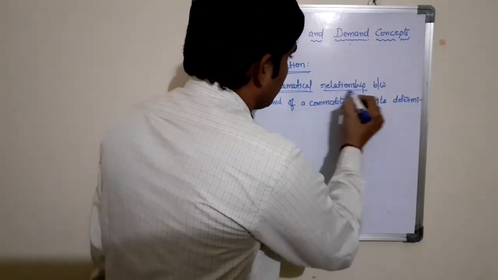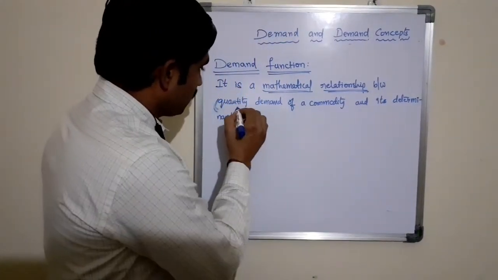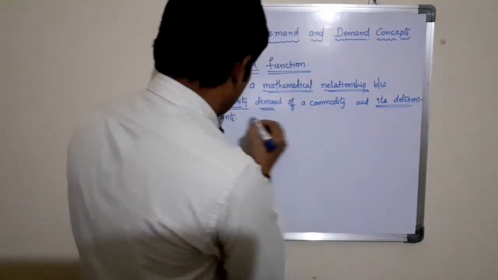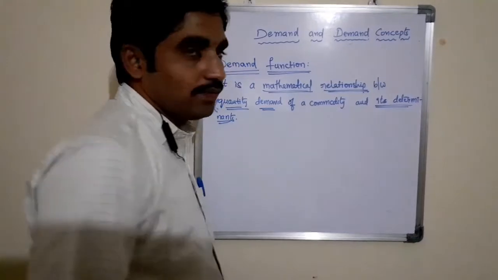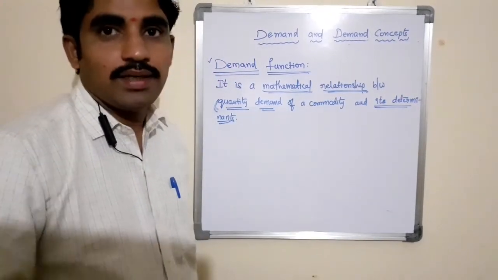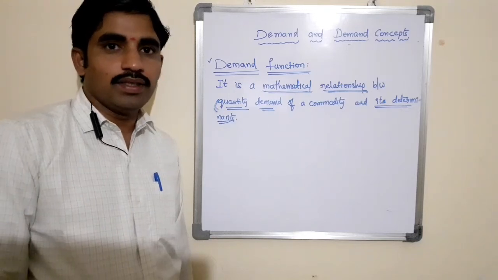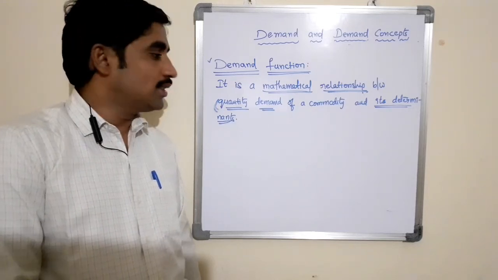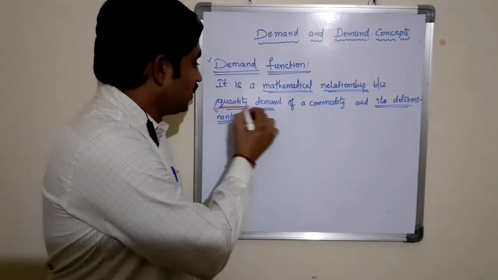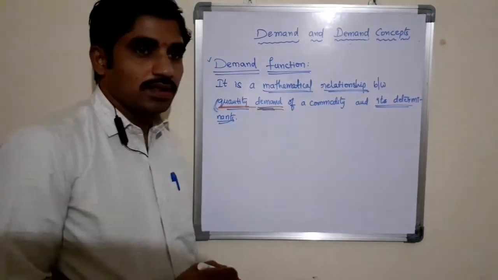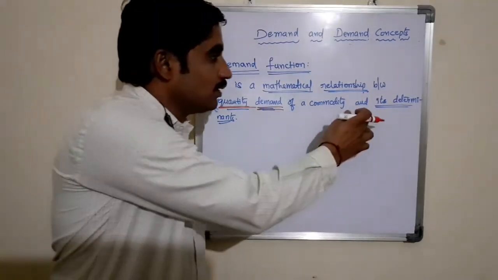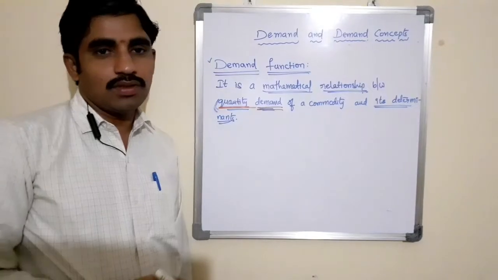Mathematical relationship between quantity demand and its determinants is said to be demand function. It is a function which describes a relationship between one variable and its determinants. Here one variable means the quantity demand of a commodity, which is a dependent variable, and its determinants. What are the determinants of demand?